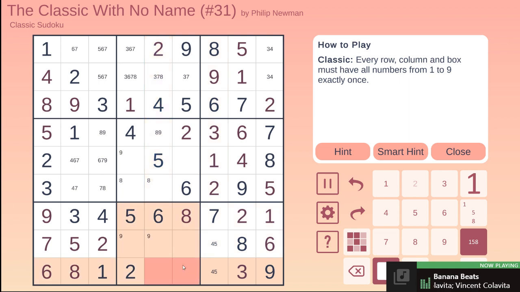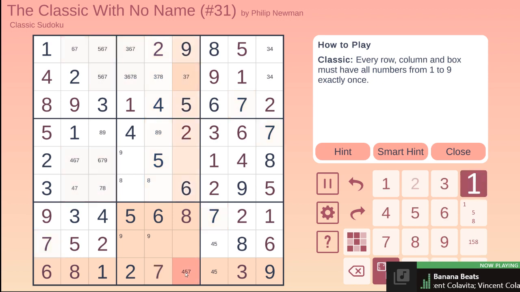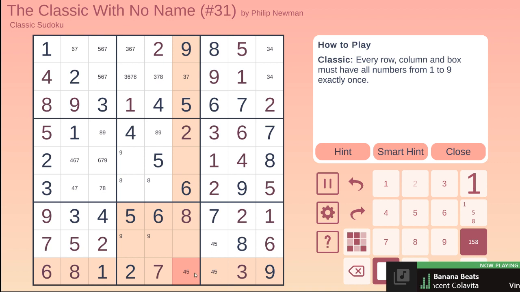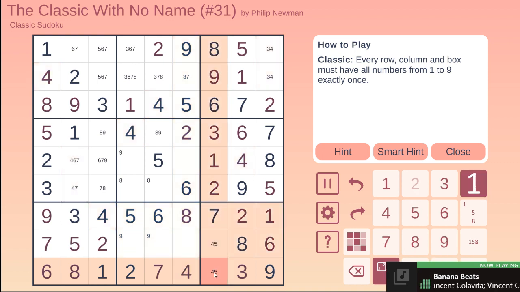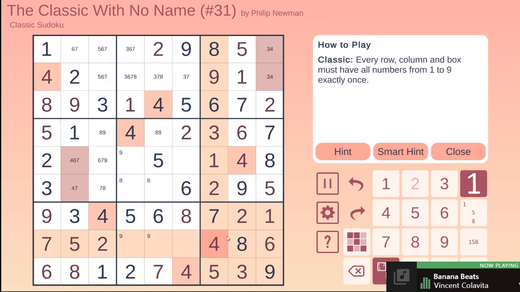Well, what's missing here? There's definitely a 4 and a 5, but there's also a 7. So this is a 4, 5, 7. This can't be a 4 because 4 sees it. This can't be a 5 because 5 sees it. This is a 7. This cannot be a 7. This is a 4, 5 pair. Well, this is a 4 because a 5 sees it, thus making this a 5 and this a 4.